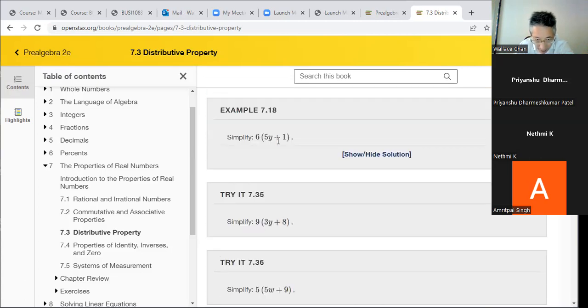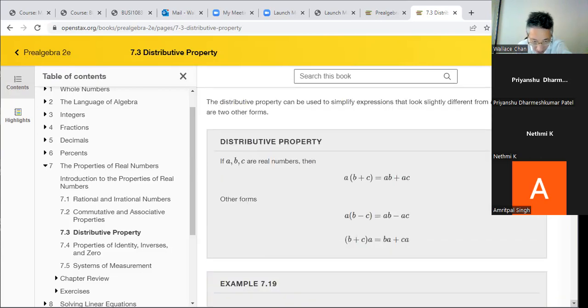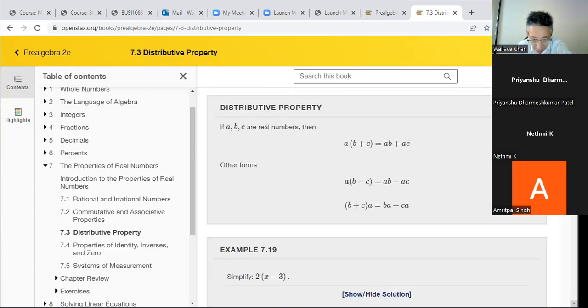So now let's take a look at this one. 6 into 5y plus 6 into 1. 30y plus 6. Any other comment? Is it 30y plus 6? How about Navni? How about Emery, Paul? I think so. Okay, 30y plus 6. Very good.